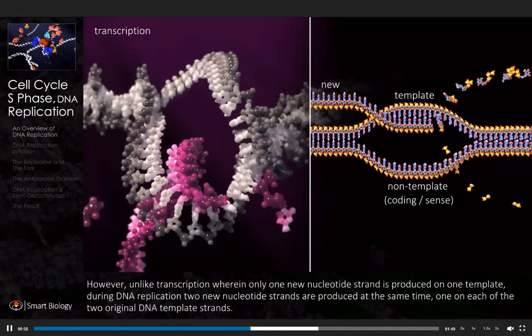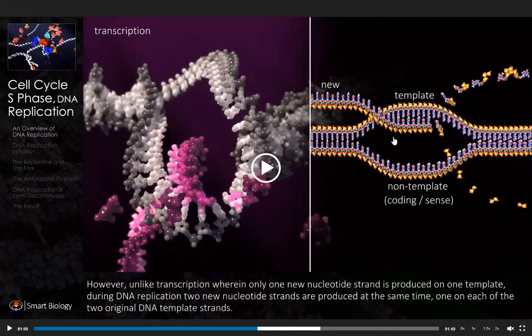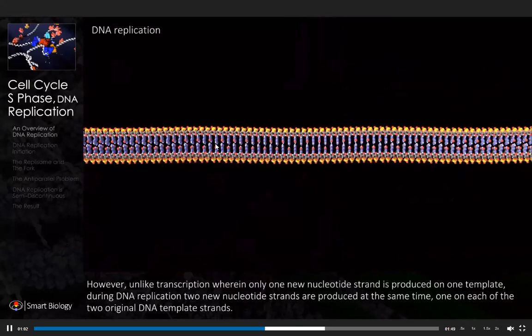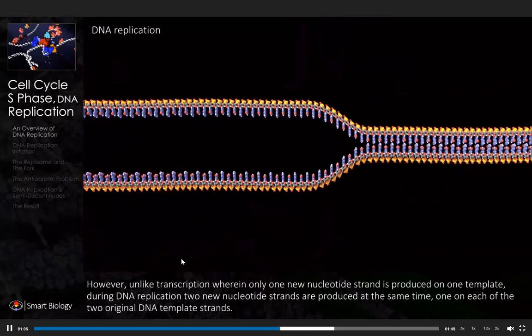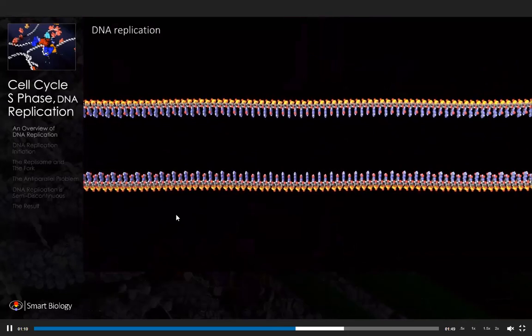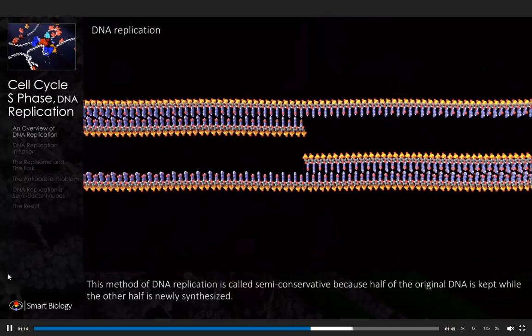In transcription, remember, where we have the non-template strand and the template strand, this is showing transcription actually, we have the separation of the two strands, and then one of the strands will act as the template for the synthesis of the RNA. This can be ribosomal RNA, messenger RNA, doesn't matter. So only one strand of the DNA acts as the template. Whereas for replication, both strands are used, and both strands are replicated at the same time.